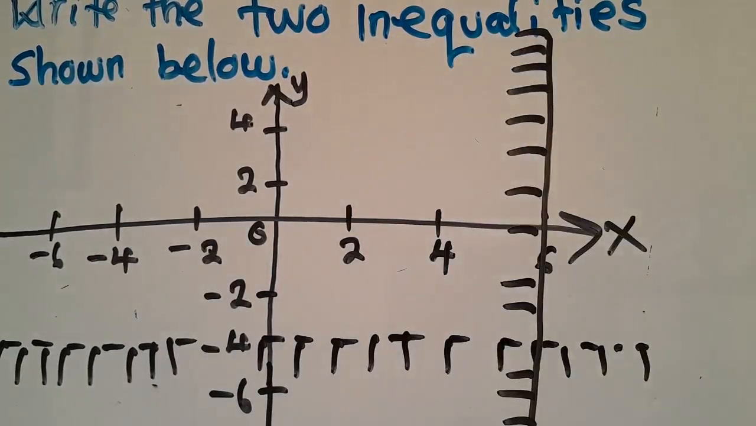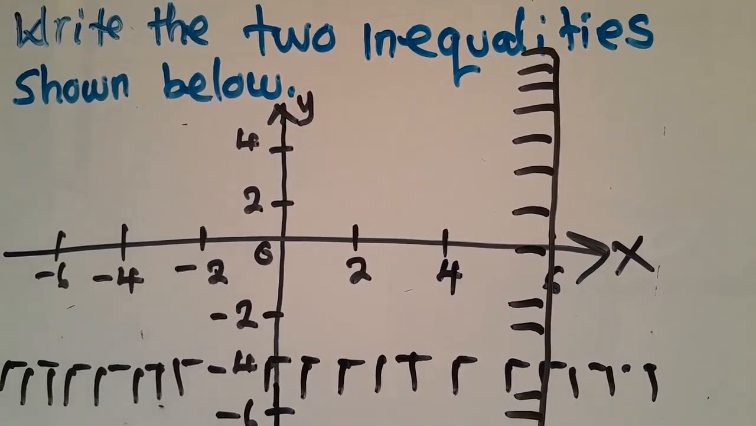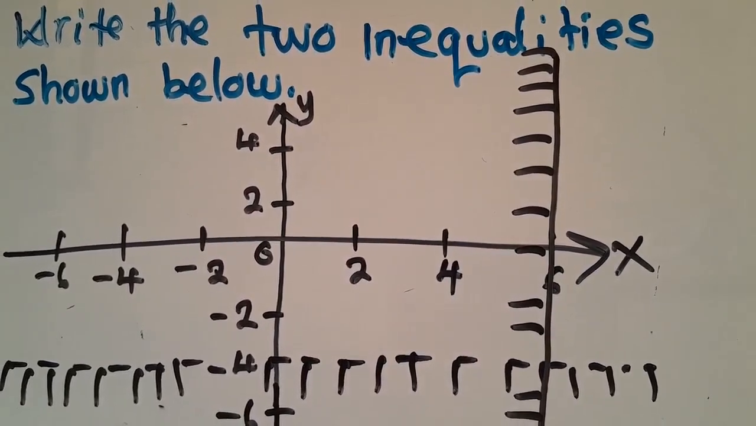So this is how it is. Now the question was telling us to write the two inequalities shown below. How can we write the two inequalities which are shown? What we are going to do is this.